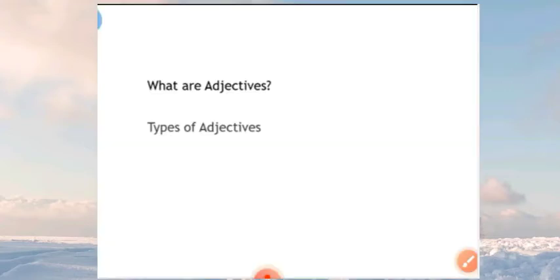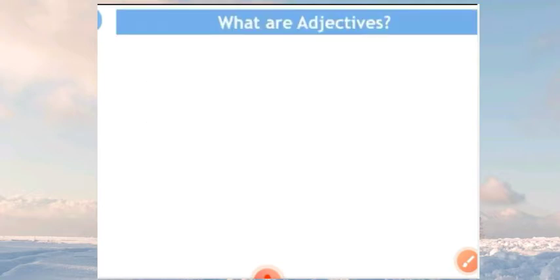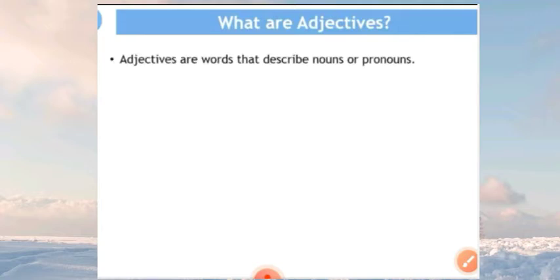of adjectives. So first we'll understand what adjectives are, and then we'll take a look at the different types of adjectives. So let's get started with what are adjectives. So adjectives are basically words that describe nouns or pronouns in a sentence.